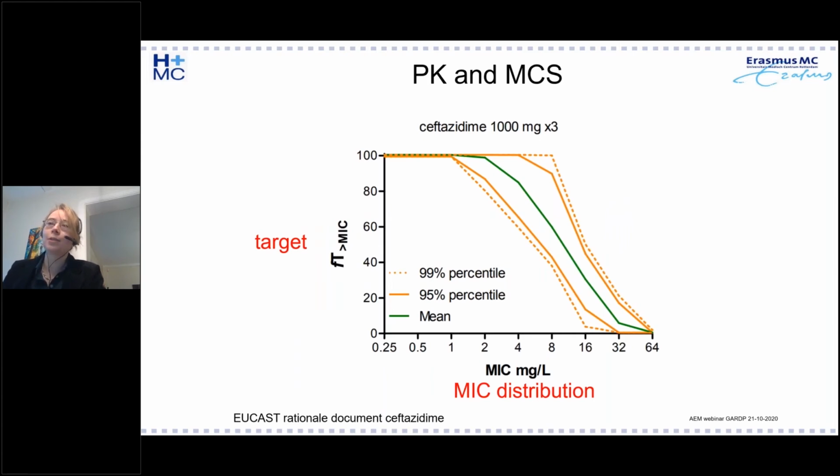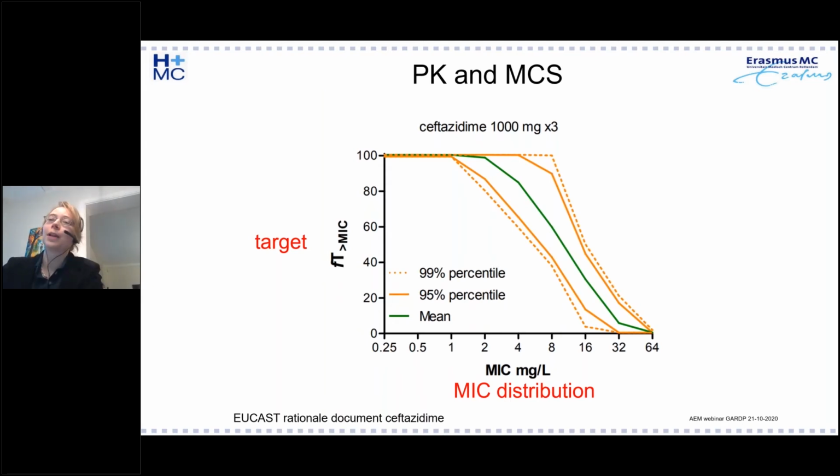How does that look when you do all these simulations? This is a possible outcome of a Monte Carlo simulation. It's a complex figure, but I'll guide you through it. This is the Monte Carlo simulation of ceftazidime when it's dosed 3 times daily, 1,000 milligrams. On the vertical axis you see the target. As we know, ceftazidime is a time-dependent drug, so the time above MIC is the important PK/PD index that we're looking at. So on the vertical axis is the target, time above MIC. On the other side of the graph, the horizontal axis, there is the MIC distribution.